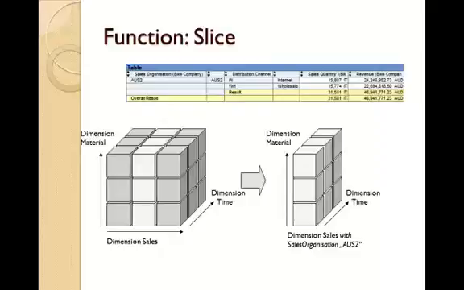Then on this slice you have data for a particular sales organization, AUS2. If you see the result at the top of the screen, it shows that AUS2 is displayed as the sales organization. So that's one slice of data.